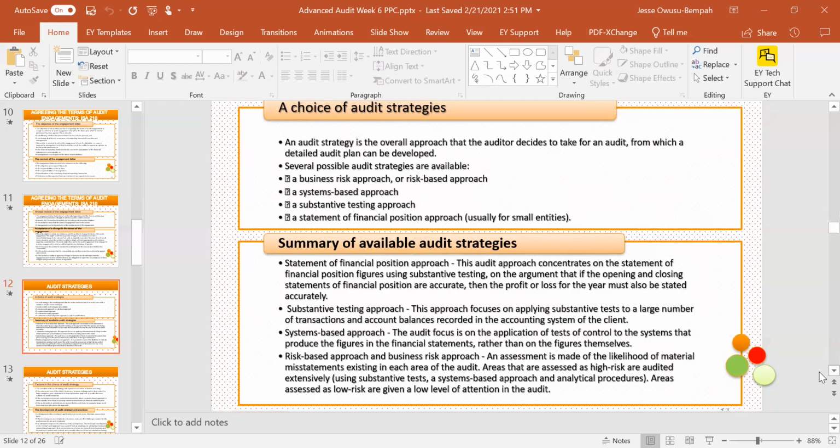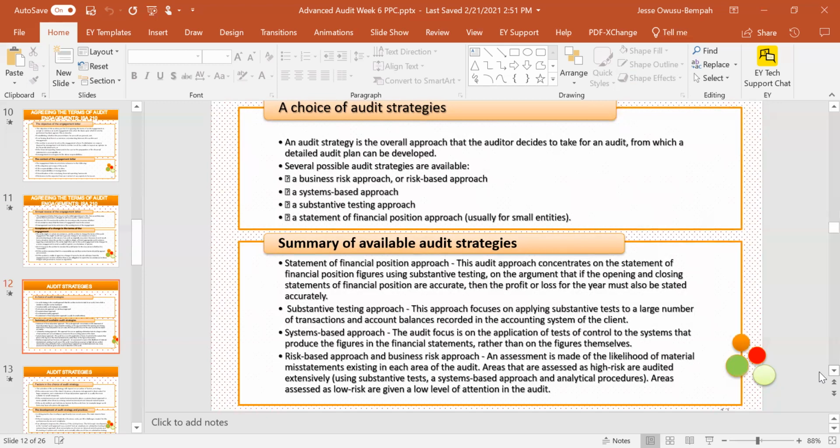You have the risk-based approach, or business risk approach. This is more of an assessment of the likelihood of material misstatements existing in each area of the audit. Areas that are assessed as high risk are audited extensively. So if an area is identified as high risk, then it makes sense to audit it extensively. Areas that are identified as low risk are given low attention in the audit.